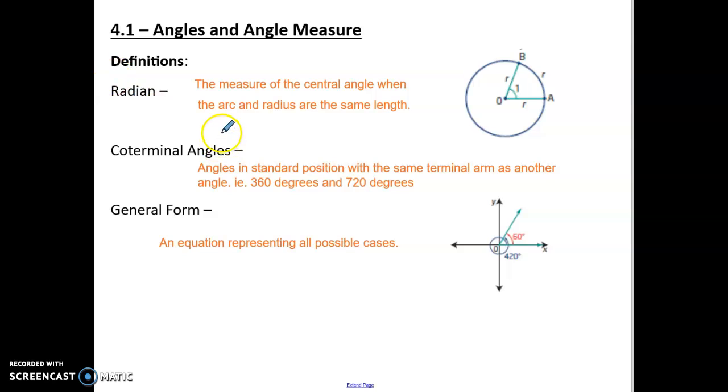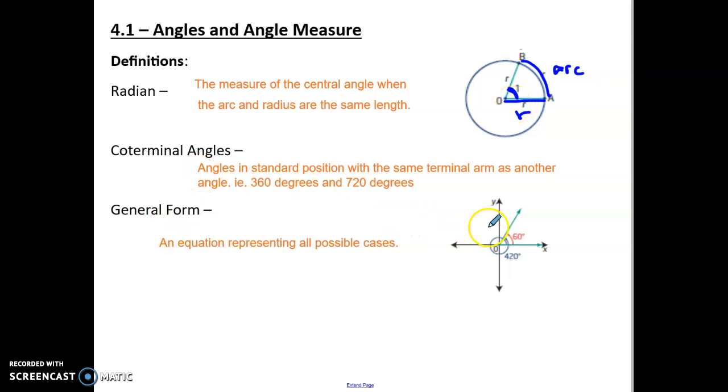So let's talk then about what a radian is. A radian is the measure of the central angle, and central angle means the angle in the middle, when the arc and the radius are the same length. So the arc is this part right here. And then the radius, we know what that is, from the center to the outside of the circle. So 1 radian is when the radius and the arc are the same length.